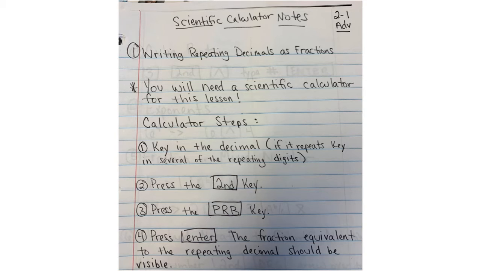Here's some information to get down into your interactive notebook in regards to the scientific calculator. When writing a repeating decimal as a fraction, you're going to need to make sure that you type in the repeating block of numbers into the calculator until the decimal goes off the left side of the screen. Once you have your decimal in, you will press the second key, then the PRB key, and then enter. Your calculator will then give you the simplified fraction form of that decimal.